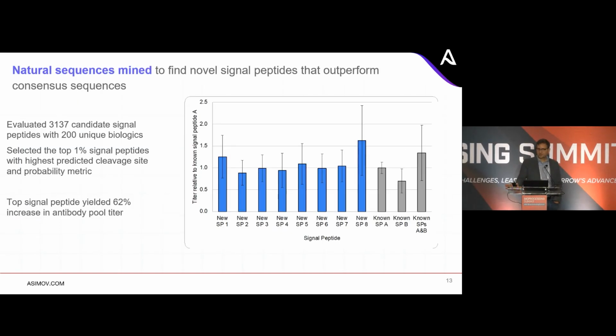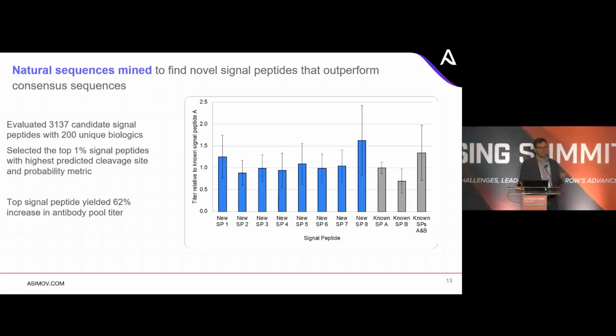So more interesting than the model itself in this case is how we use it. In this particular case, we found a little bit over 3,000 potential signal peptides from public databases. And we combined those fully combinatorially with 200 biologic sequences to get a little over 600,000 potential signal peptide CDS sequences. Then we put these into our signal peptide prediction algorithm. And we were able to select 1% of those that had consistently high cleavage probability and consistent site that we thought, okay, these might be candidates, right?